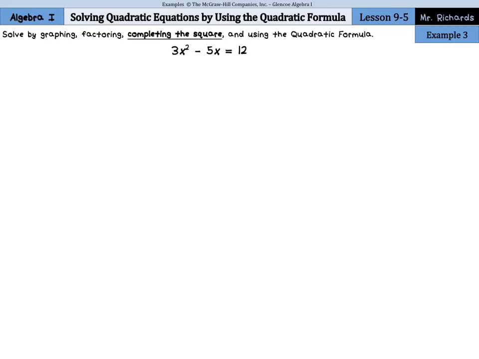Now what about completing the square? 3x squared minus 5x equals 12, same equation, but now we need to get rid of this 3 first. So if we divide by 3 on both sides, we're left with x squared minus 5/3 x equals 4. And now I need to, well, complete the square, if you will. I need to take my 5/3 here. I need to divide it by 2, and I need to square it.